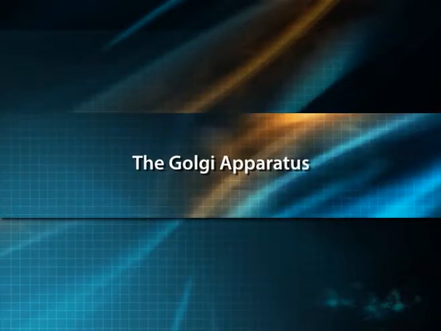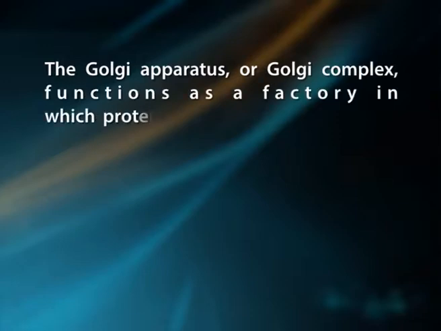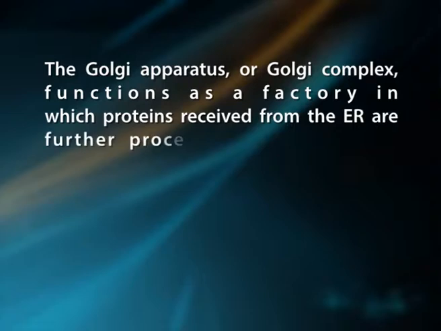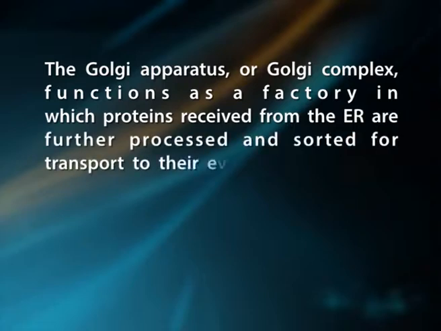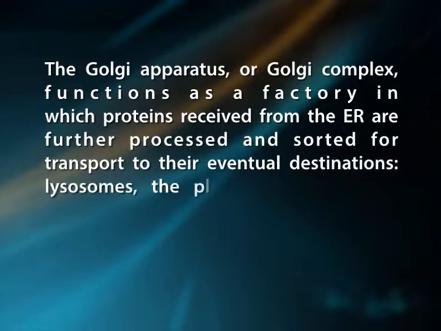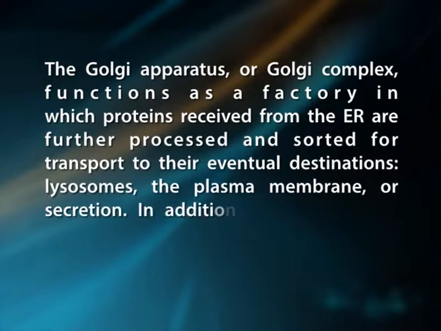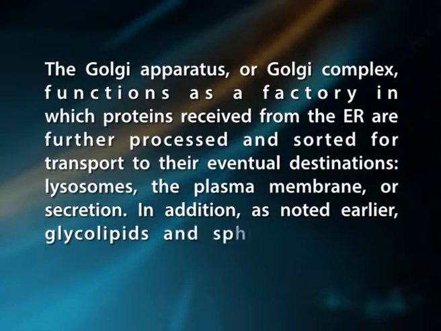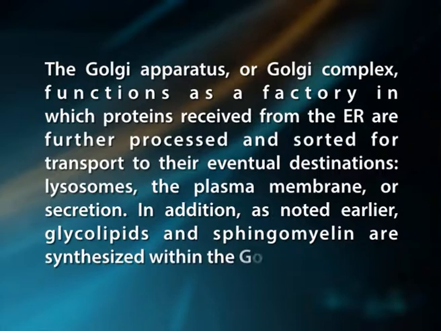The Golgi apparatus. The Golgi apparatus, or Golgi complex, functions as a factory in which proteins received from the endoplasmic reticulum are further processed and sorted for transport to their eventual destinations: lysosomes, the plasma membrane, or secretion. In addition, as noted earlier, glycolipids and sphingomyelin are synthesized within the Golgi. In plant cells, the Golgi apparatus further serves as a site at which the complex polysaccharides of the cell wall are synthesized. The Golgi apparatus is thus involved in processing a broad range of cellular constituents that travel along the secretory pathway.